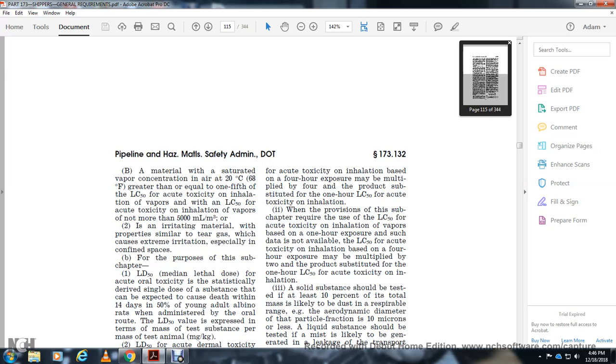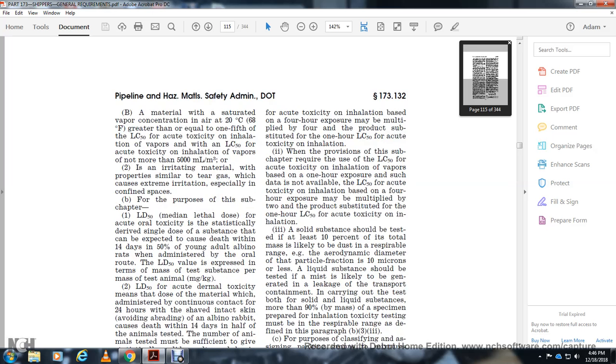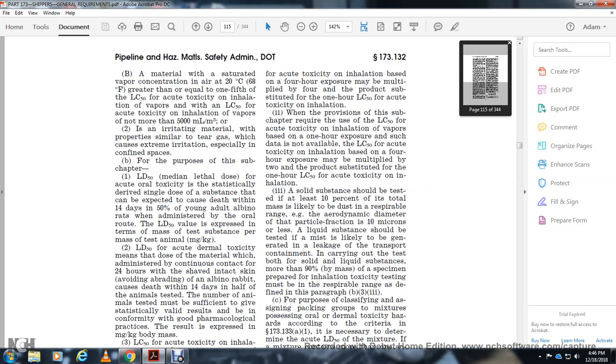And an irritating material: a liquid or solid with properties similar to tear gas, causing coughing and extreme irritation, especially in a confined space. For the purpose of the subchapter, LD50 (median lethal dose) for acute oral toxicity is the statistically derived single dose of a substance that can be expected to cause death within 14 days in 50% of young adult albino rats when administered by the oral route. The LD50 value is expressed in terms of mass of tested substance per mass of test animal, milligrams per kilogram.